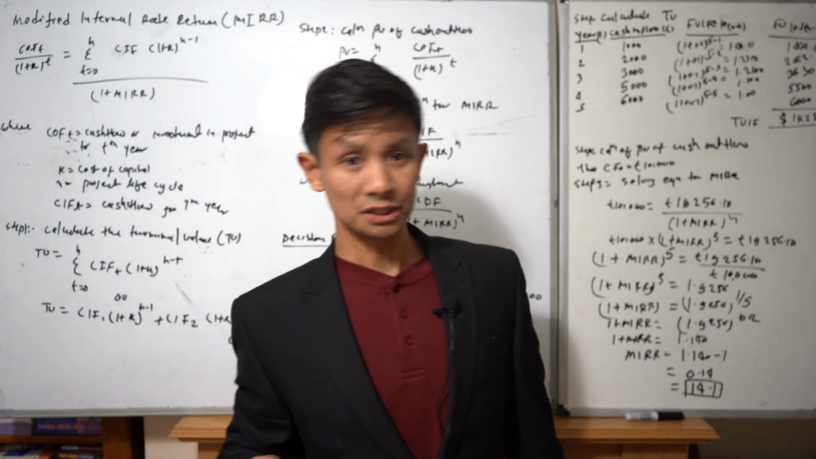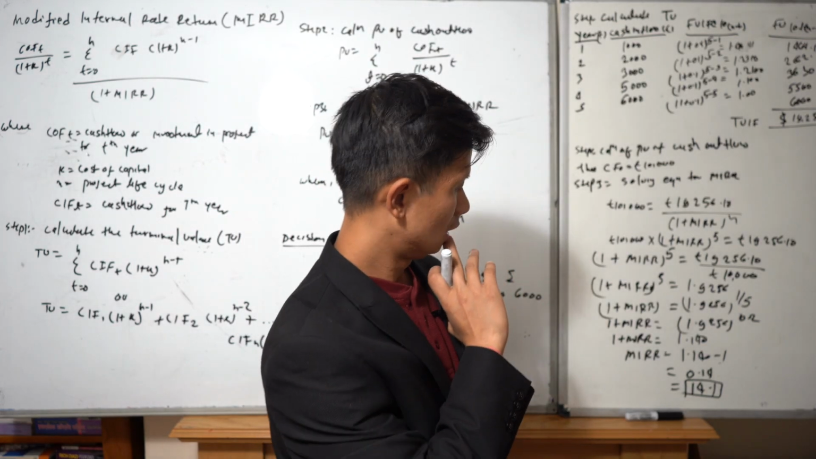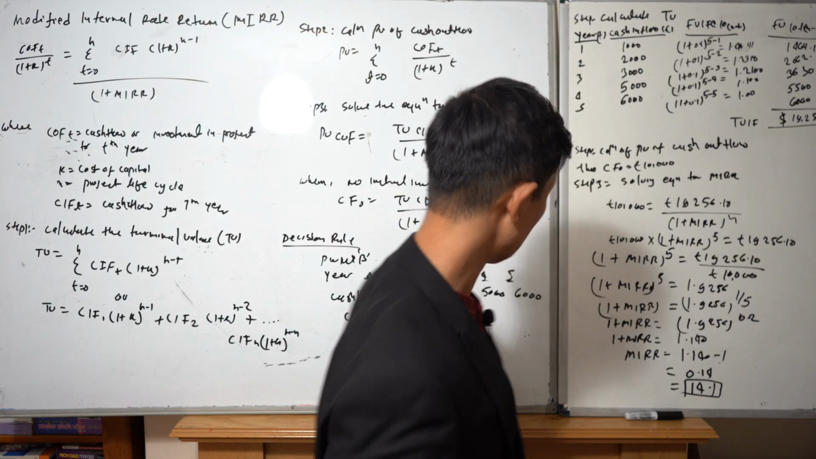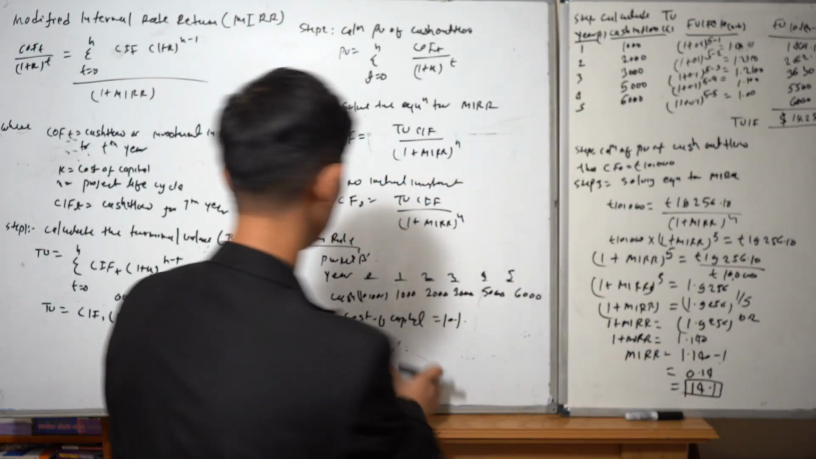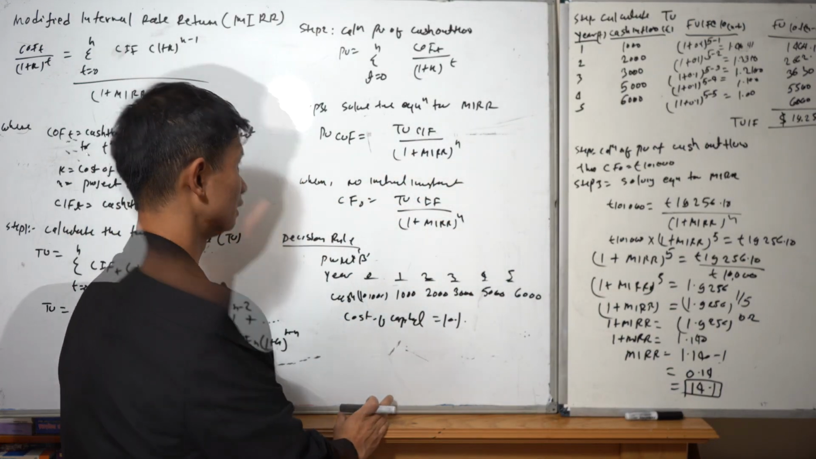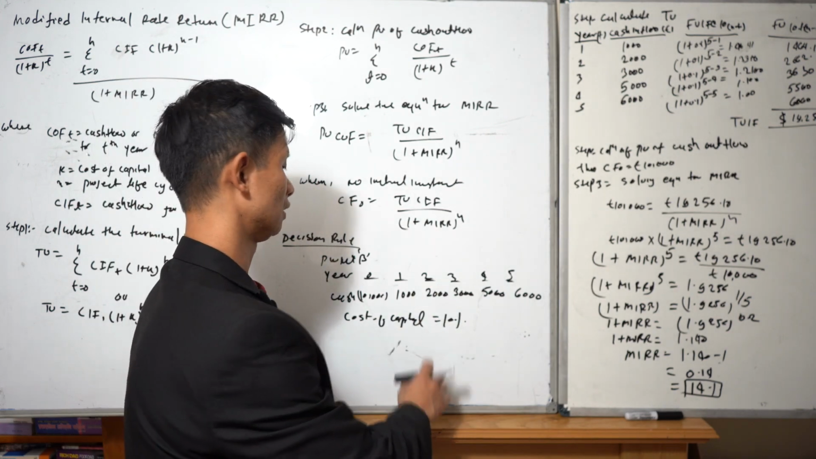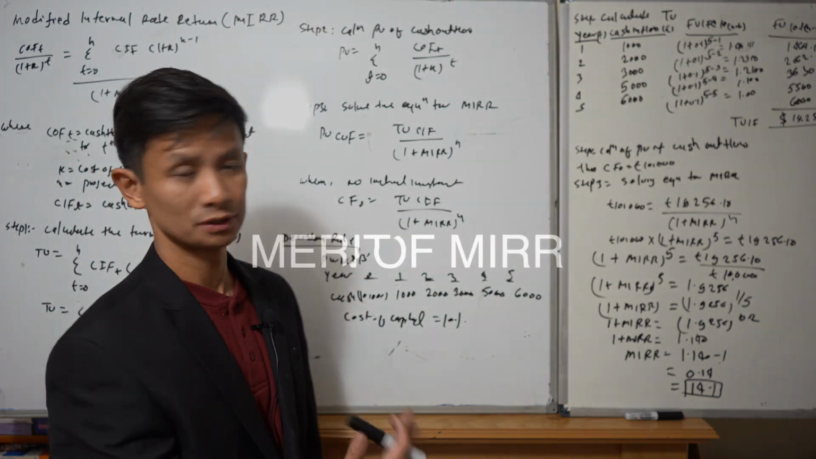Now let's make a decision. The MIRR rate is 14% and the cost of capital is 10%. So clearly the MIRR rate is greater than the cost of capital, then we accept the project.